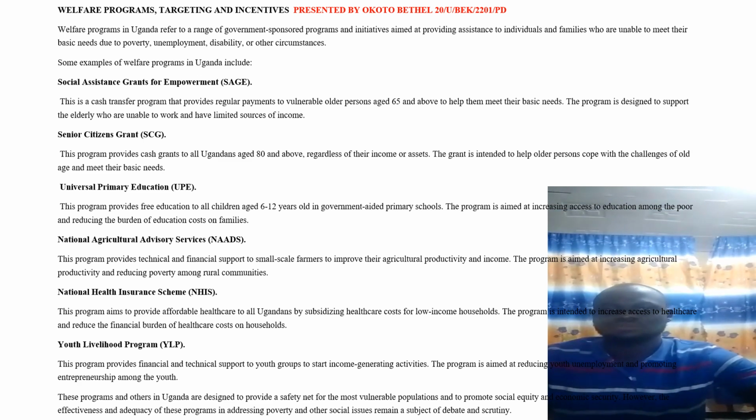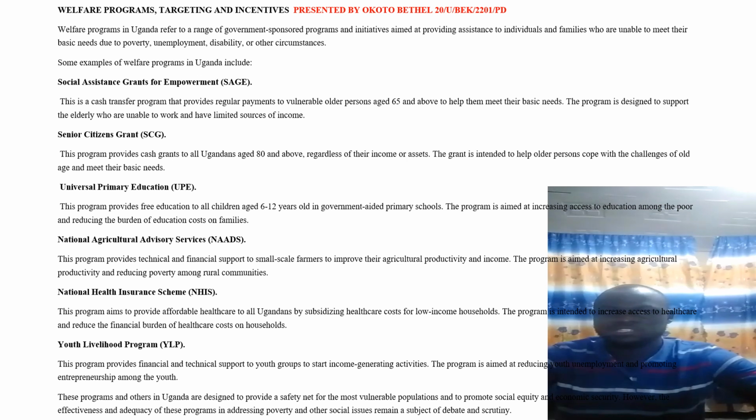The next one is the Health Insurance Scheme, that is the National Health Insurance Scheme. The program aims at providing affordable health care to all Ugandans by subsidizing health care costs for low-income households. The program is intended to increase access to health care and reduce the financial burden of health care costs on households.